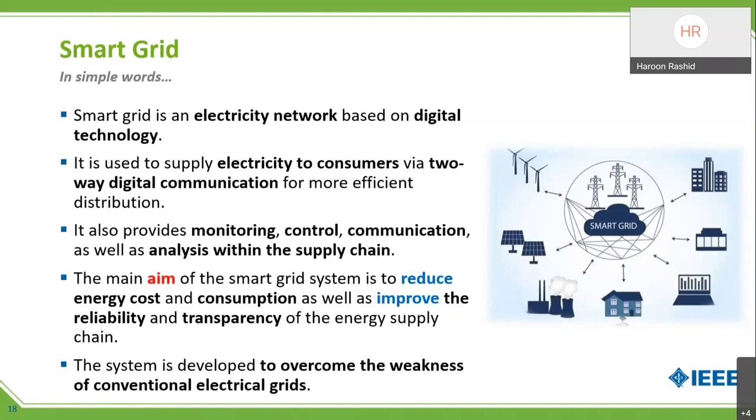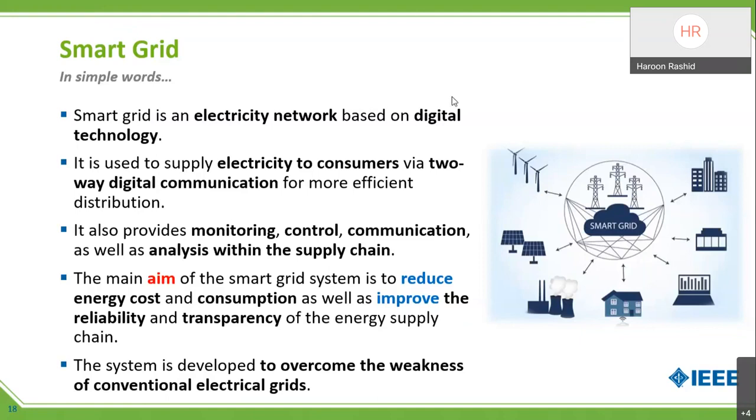In order to understand that, just focus on these few points and you will get a clear idea what smart grid is. Basically, smart grid is the electricity network that we already have in the power grid as well. But what is the difference? The difference is digital technology. So it uses digital technology, and most importantly, two-way communication from the power generation sources until the consumer. So it supplies electricity to consumers in a two-way digital communication way for more efficient distribution.